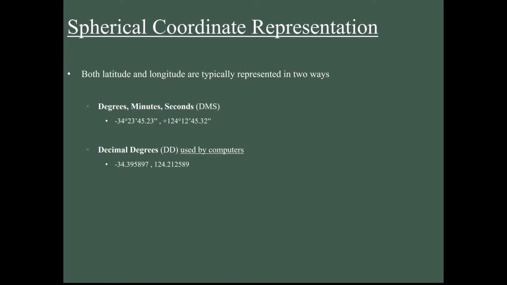So, spherical coordinates are most often recorded in a degrees, minutes, seconds notation. Minutes and seconds range from 0 to 60. Alternatively, spherical coordinates may be expressed as decimal degrees. Examples for conversion from DMS to DD and back are shown in Figure 2.7 of your textbook.